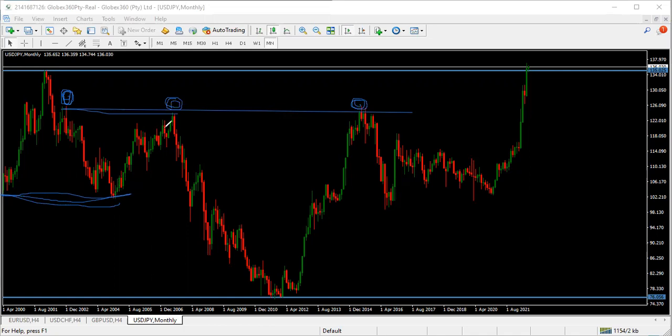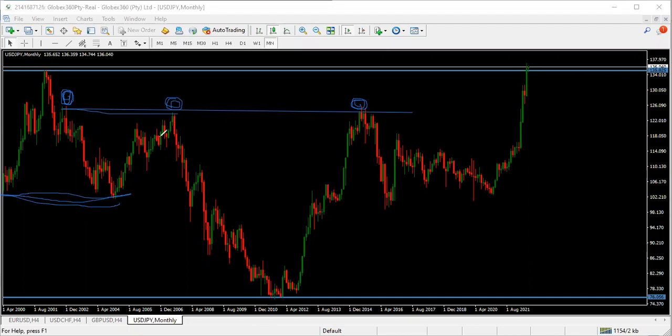The price went back up to our new resistance. Then the price went down again to the major support. Then the price started to go up again. It came back to this resistance that was created long time ago.